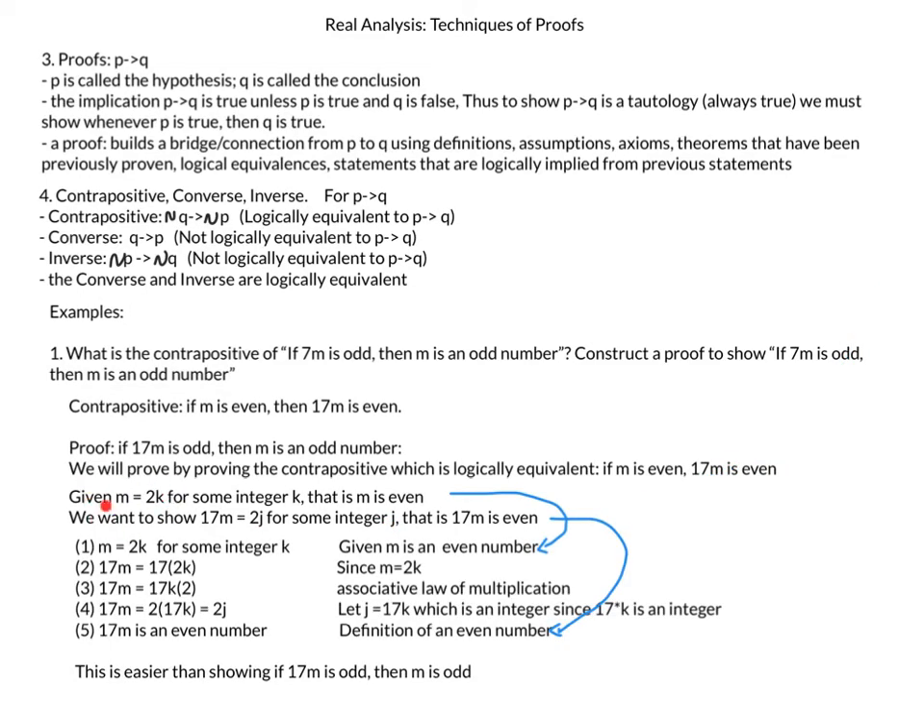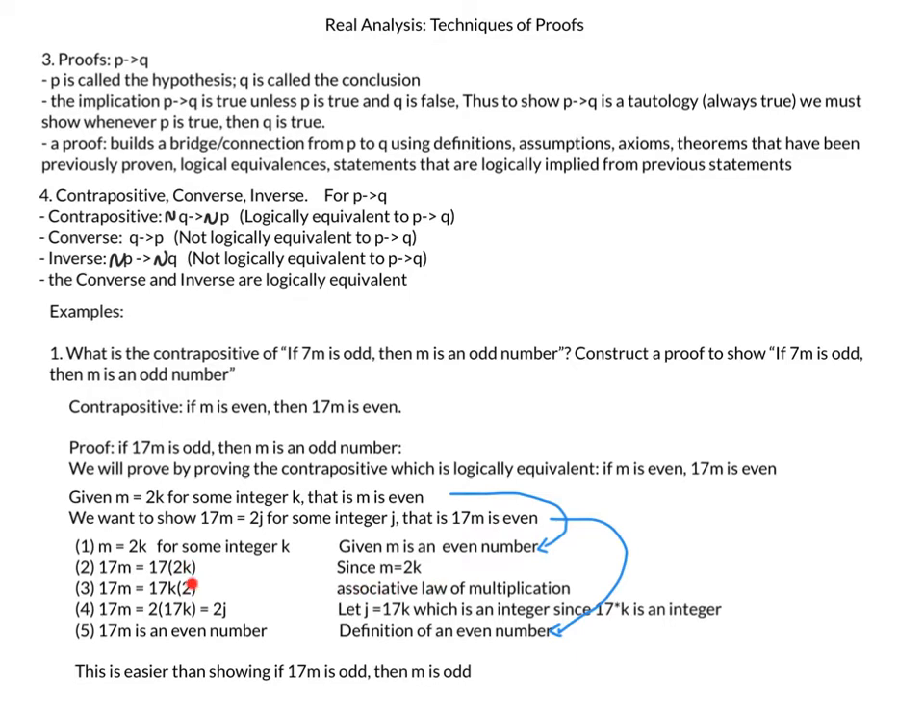So here is my guidance, and I'm going to start with my given. M is equal to 2k for some integer k. And this is given because M is an even integer. And now I will consider 17M. Well, that's equal to 17 times 2k. So I'm just plugging in 2k for M here. And I have my justification since M is equal to 2k.